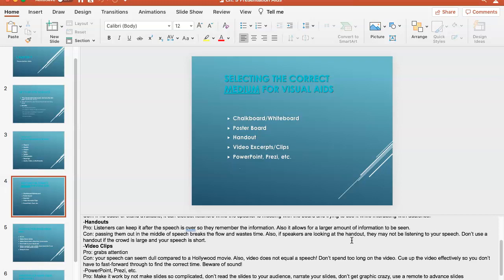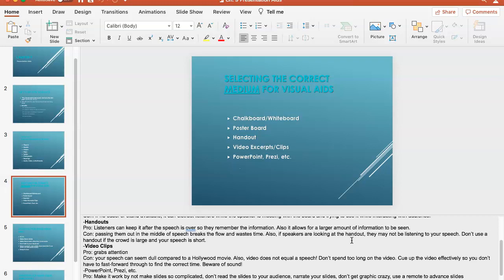It also allows for a larger amount of information to be seen. So if you are using a lot of tables because you don't want just one big table to show something going on, then you can say, okay, on page 3, and so on. Okay, now let's refer to this table.